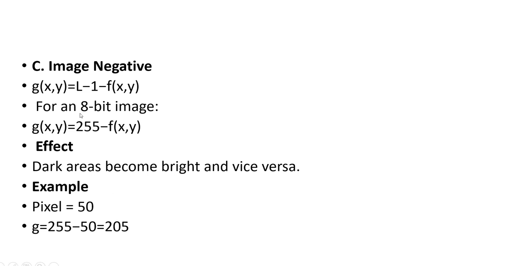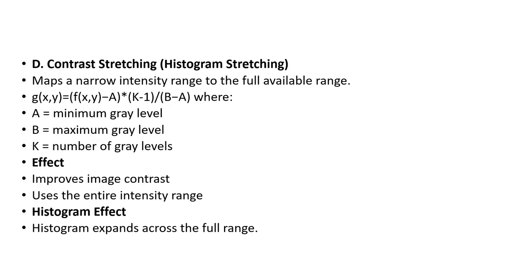Then there is image negative. In image negative, I perform L minus 1 minus f of x comma y. So 255 minus 50 gives 205. Dark areas become bright and bright areas become dark. That is image negative. The next one is contrast stretching or histogram stretching, which we have already seen in detail.